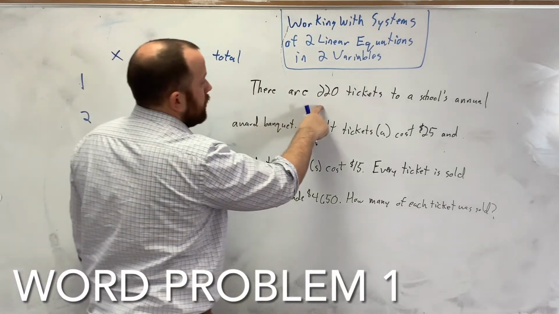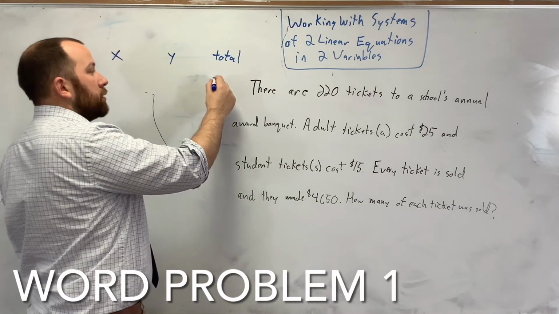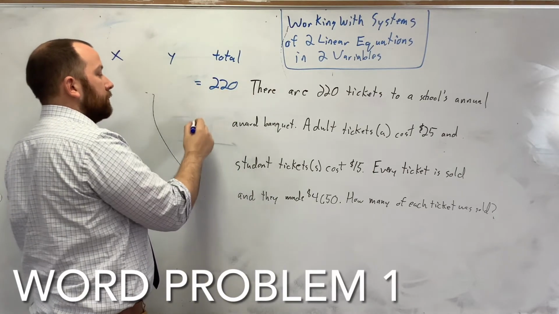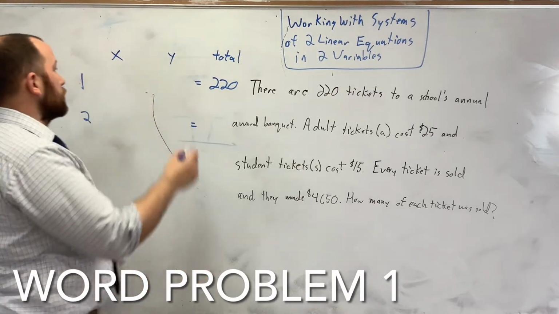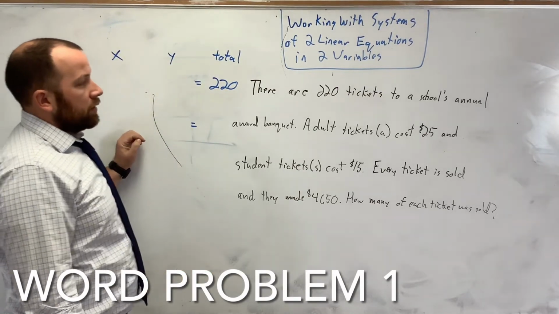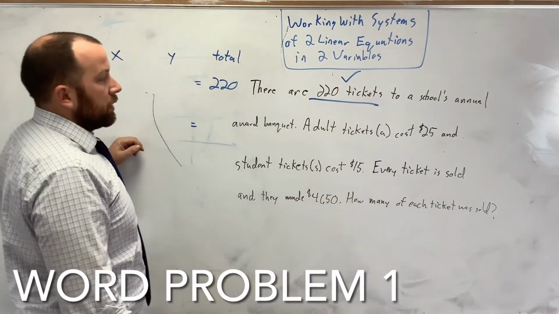So it says there are 220 tickets to a school's annual awards banquet. So that's one of my totals, is 220. All right, this is how I set it up every time. If you wanna make a little chart out of it, you're more than welcome to. So that's my first piece of information. Check, I've used it. Don't need to go back.